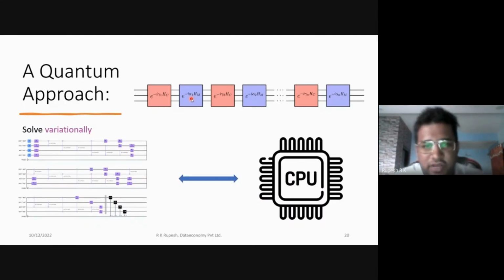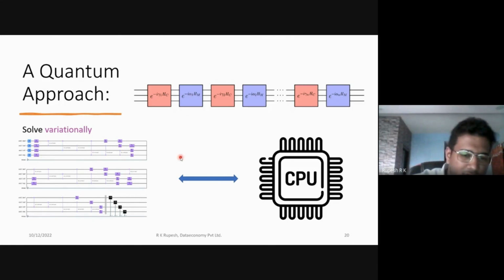That's all I have for today. And so we can run this on quantum computers, get our results, and find out the most profitable loop. Any questions?